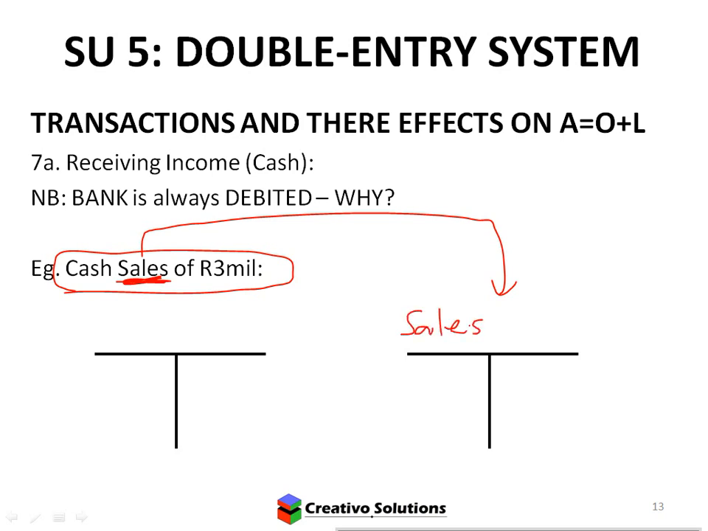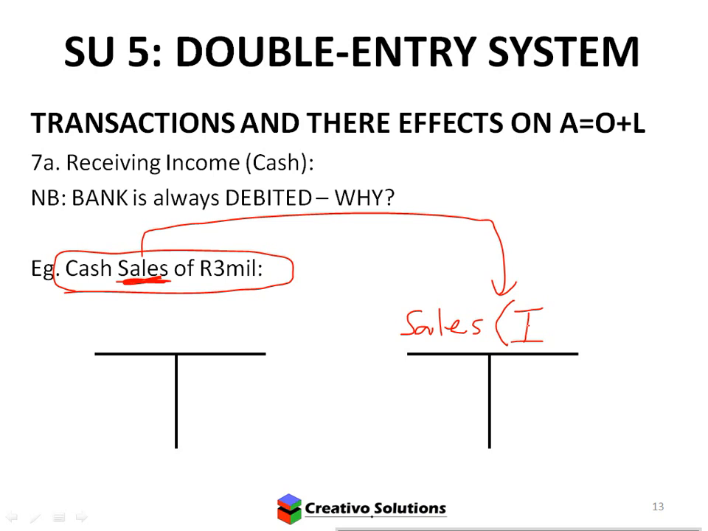Is it an asset? It's not a resource. Is sales a liability? It's not an obligation. Is sales an income? Yes, that makes sense. If I sell something, I get something, so that's an increase in benefits. Do you agree? Okay, so sales is an income.